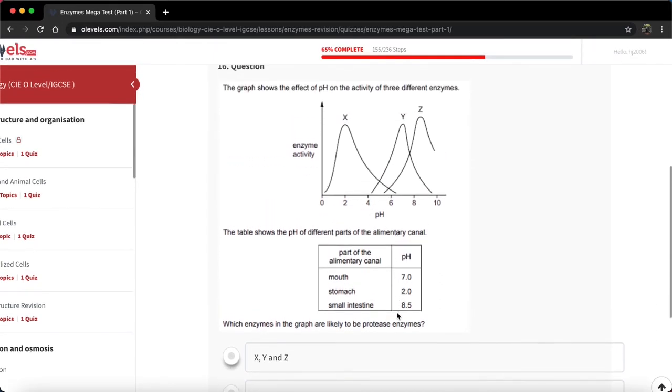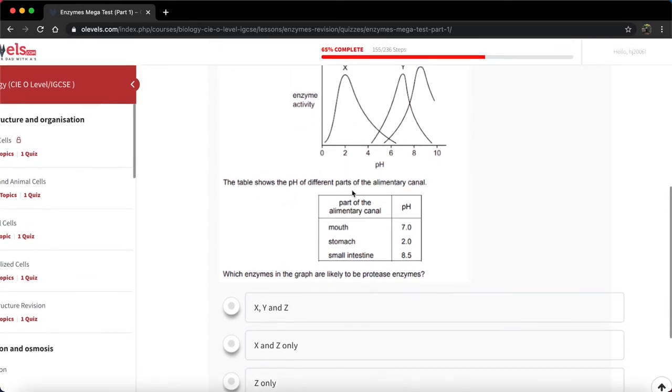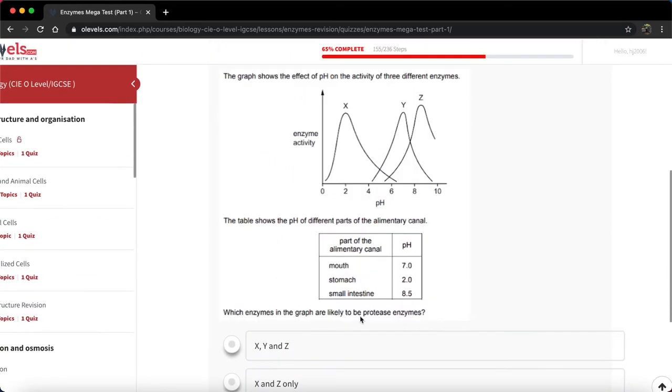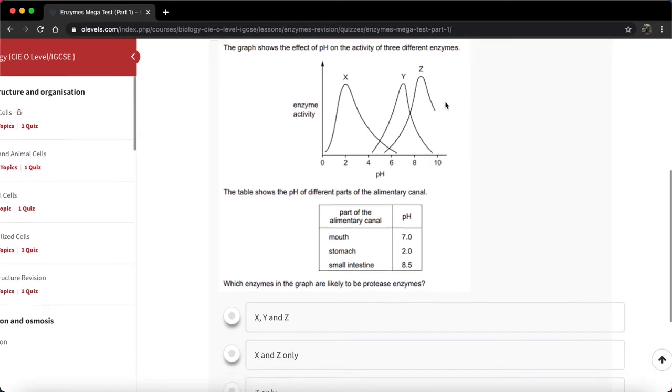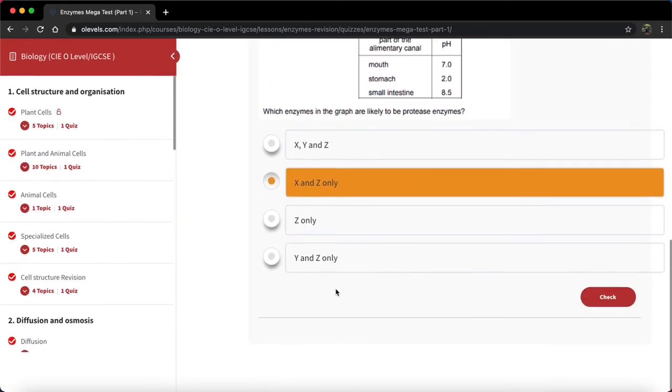So what was the pH for that protease enzyme? It was 2. We can see it from the graph as well. The X is the protease. So here we can see that this protease is also present sometimes in the small intestine, where the pH is higher than 7 and it's an alkaline medium. So this is shown by Z. So X and Z are the correct option. Check.